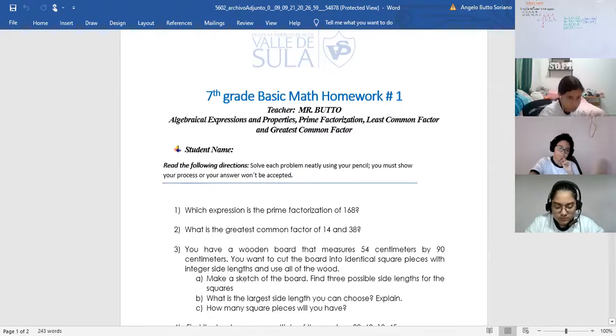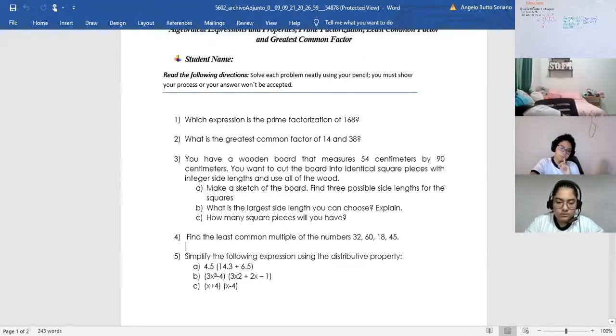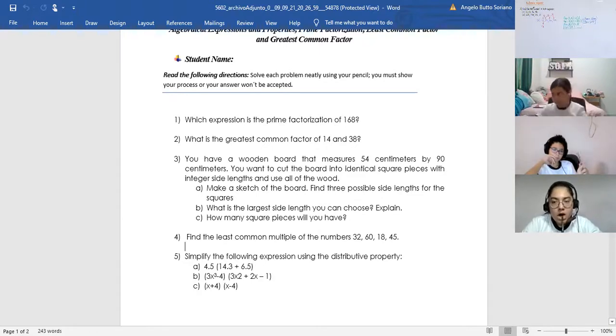In the third one, it says you have a wooden board that measures 54 centimeters by 90 centimeters. You want to cut the board into identical square pieces with integral side length, and use all of the wood. In letter A, make a sketch of the board. Find 3 possible lengths of the square. So, I mean, you have to apply that prime factorization to do that. What is the largest side length you can choose? And how many square pieces will you have?